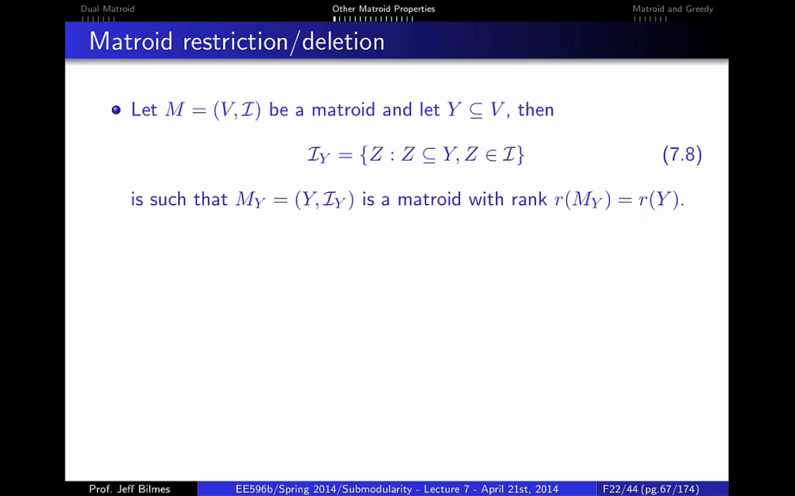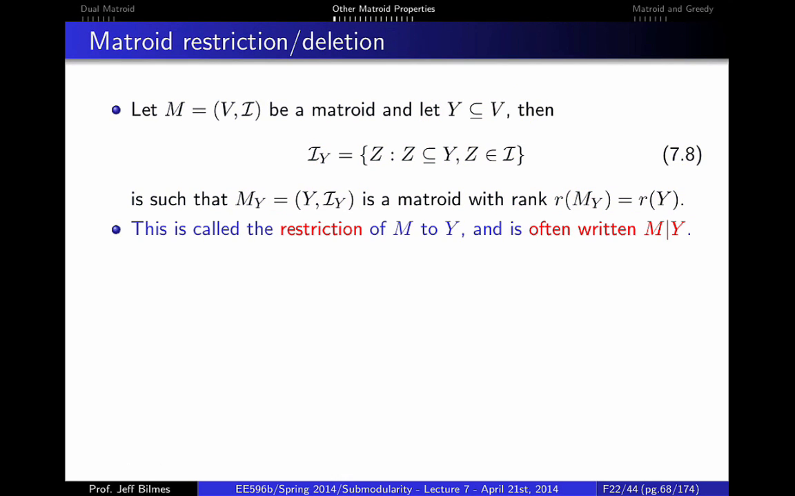So the notion of matroid restriction and deletion is important. Basically, we've got a matroid, and we can choose any set Y, and we define the set of sets which are subsets of Y but independent. That actually defines another matroid, and it's going to have a rank function, the rank of Y, whatever that rank is. This is called a matroid restriction, or a restriction of M to Y.